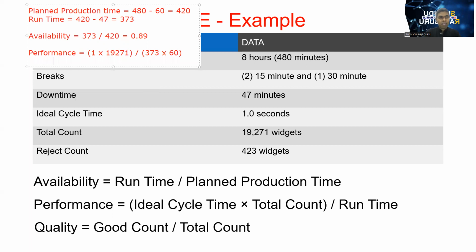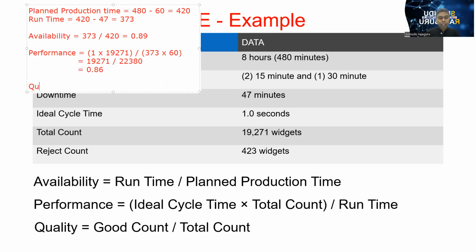Then the performance is 19,271 divided by, what is the answer, 373 into 60, which means 22,380. So 19,271 divided by 22,380, the answer is 0.86. Already we have calculated availability and performance.